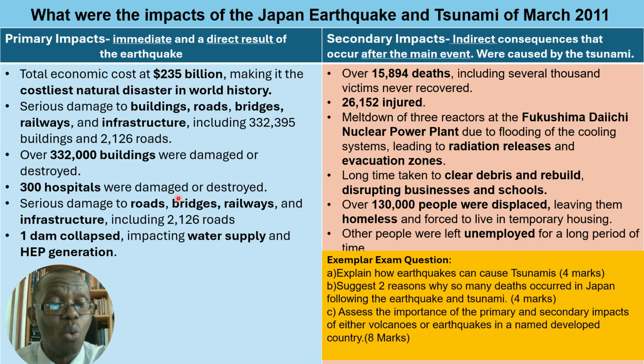300 hospitals were damaged or destroyed. Now that was problematic, obviously, because with the number of casualties and injuries, it means that these people could not get urgent medical attention in the area immediate to where the tsunami affected the most, near Sendai.